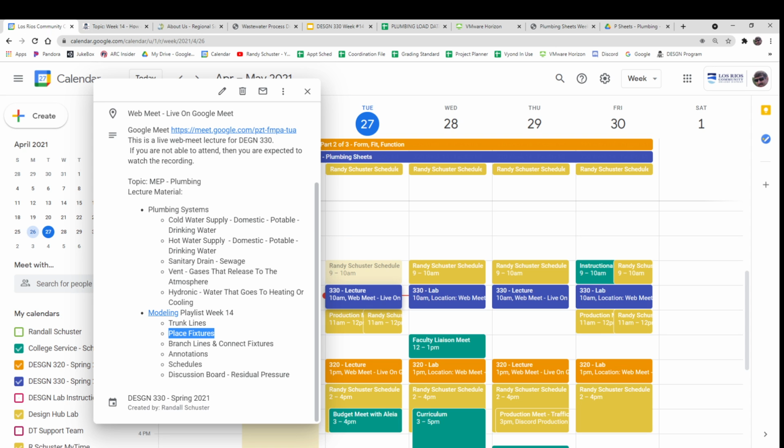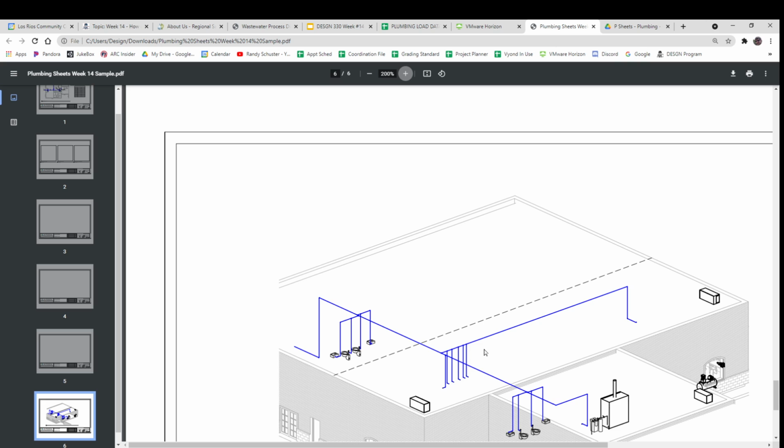Okay, so you put in your trunk lines, and that's usually big, and then you place your fixtures, and then you sort of look at those fixtures and figure out how much water you're going to need in each branch and sort of estimate how big it's going to be. And then you connect to your fixtures. Once you've got that, you'll annotate, do your schedules, and then of course you need to do your discussion board, which is residual pressure. So I'll talk about residual pressure just a little bit using this.